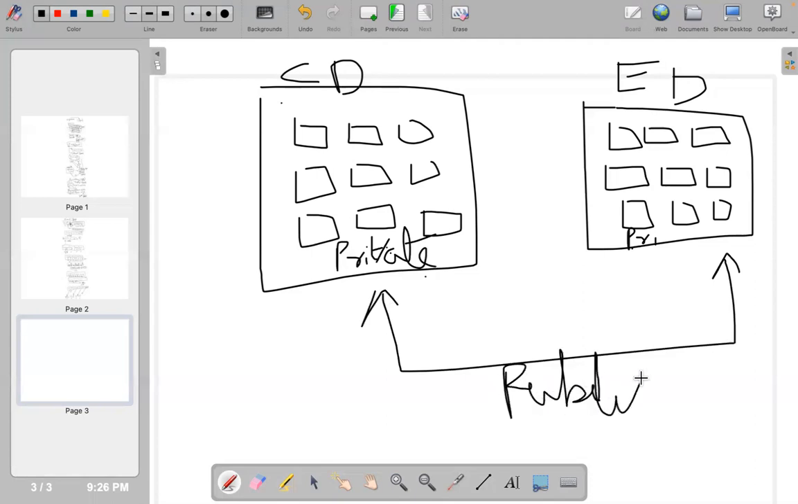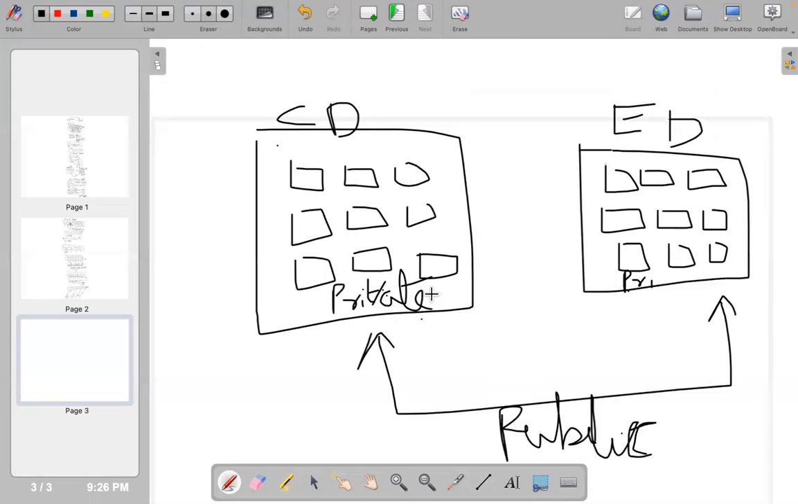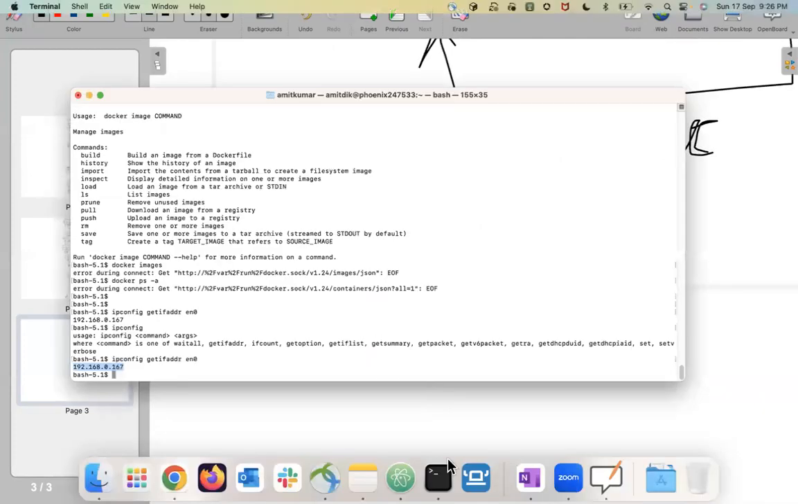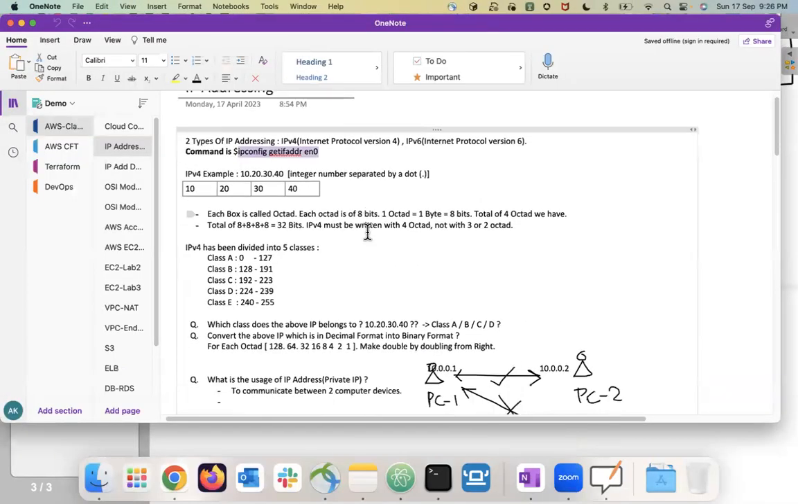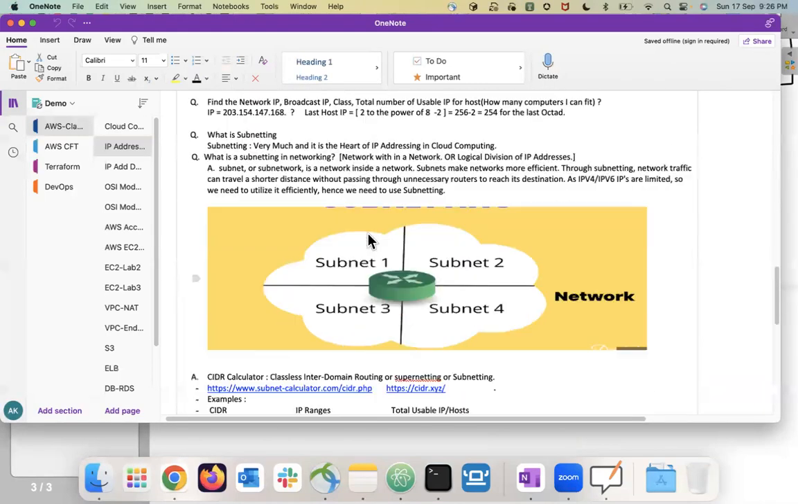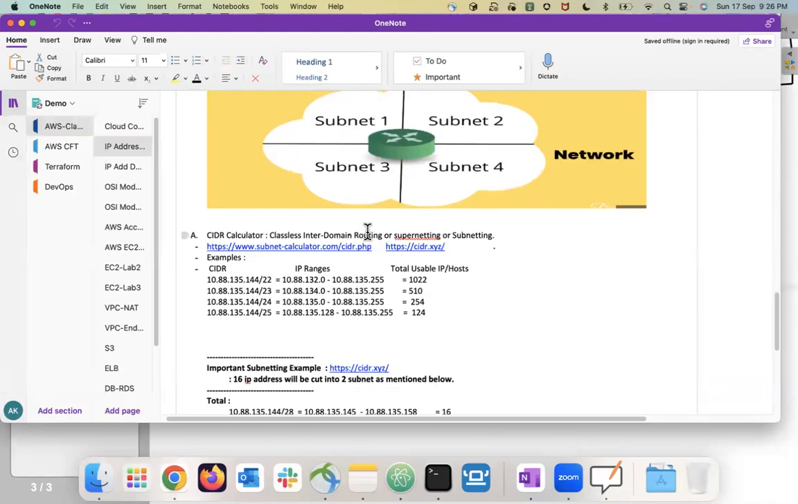So there are two types of address: private and public. These are two things I wanted you to understand. There are lots of things, but these are very much details in networking. So I don't want to go into details, and it will be a little bit tough for you to understand as of now. Whatever you will understand, I will teach you.